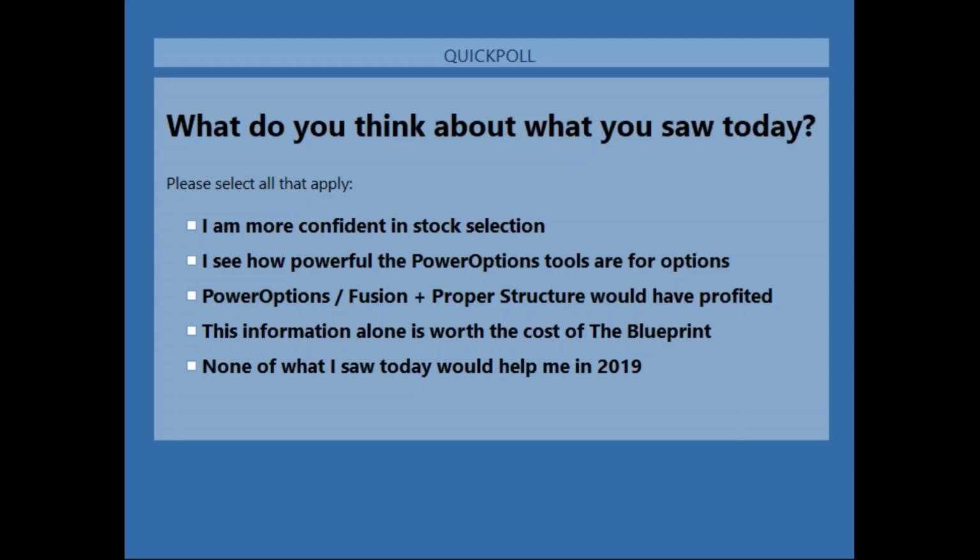Do you feel that the Power Options and Fusion plus the proper structure is going to be a good way to go forward for 2019? Now the blueprint, of course, the full manual that describes all these income methods, has a cost of $339. Did you feel the information that you saw today alone was worth the cost of the blueprint, which includes all 12 income methods, the proper setup, and more?